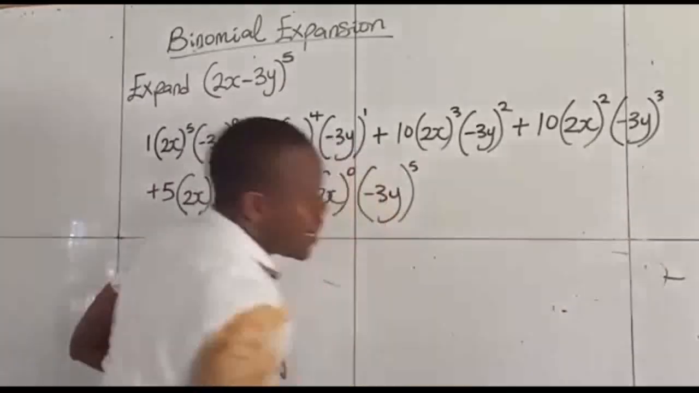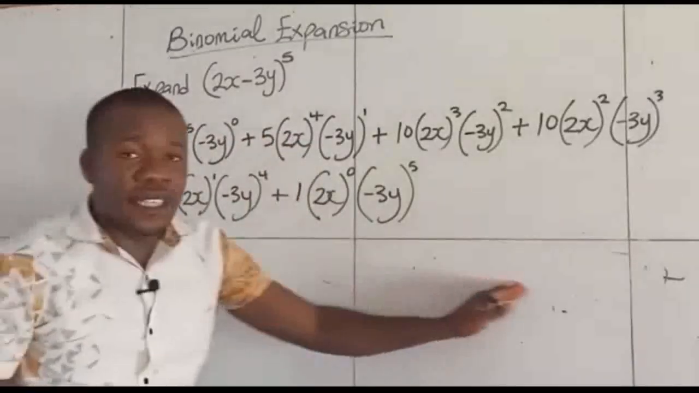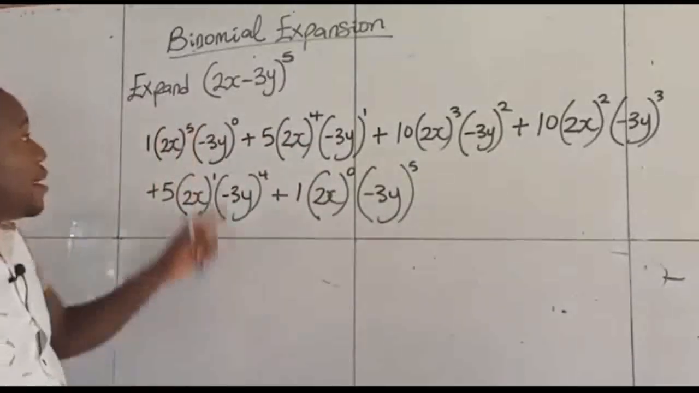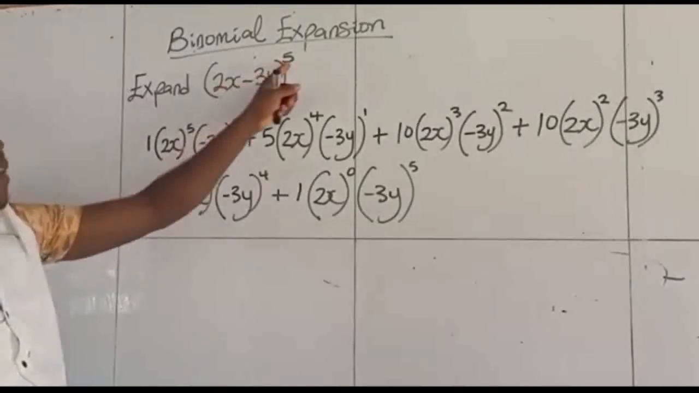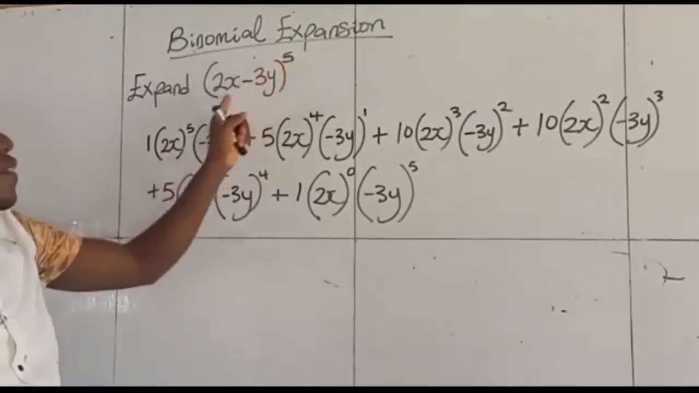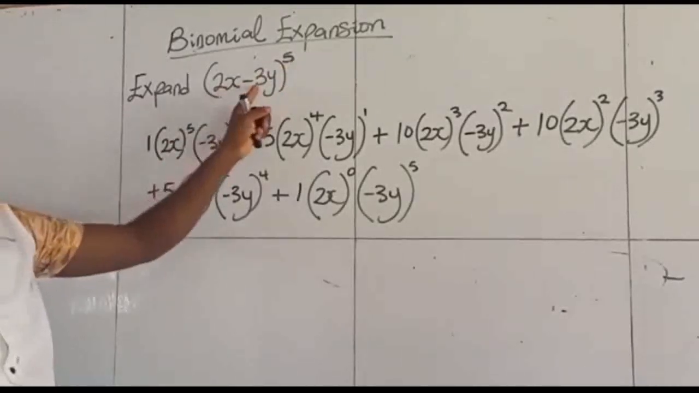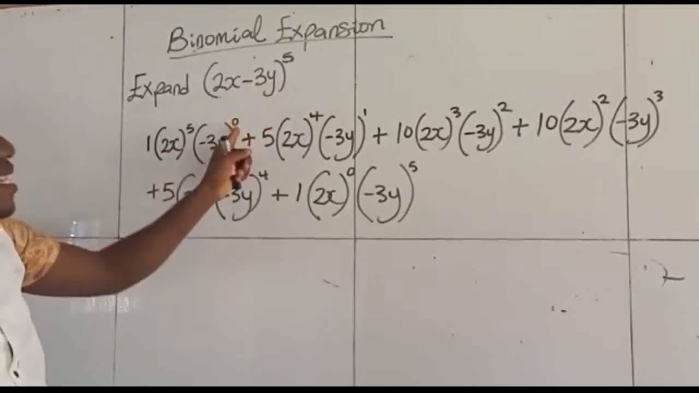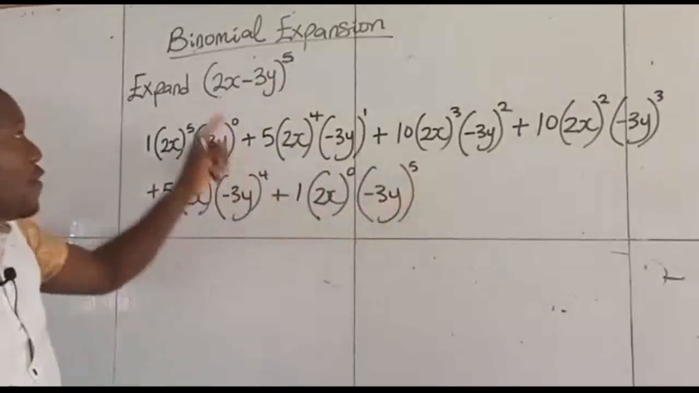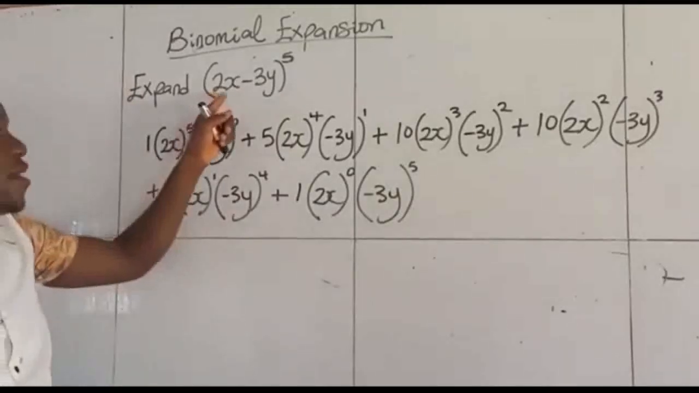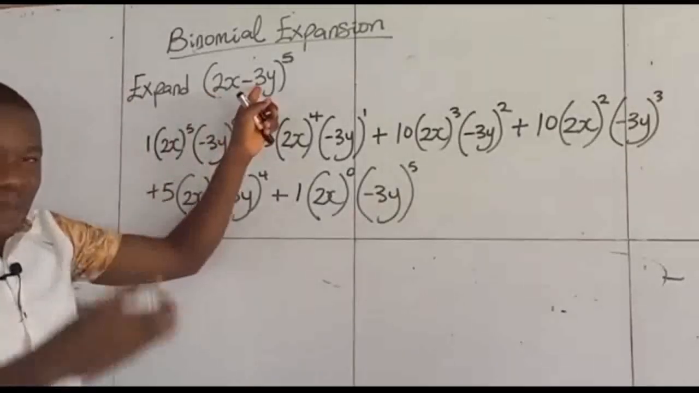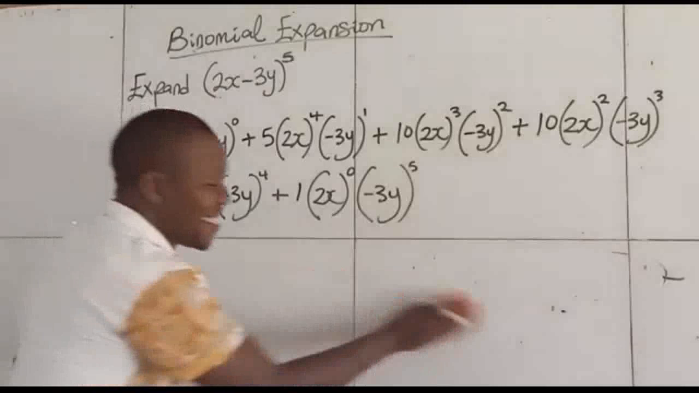Take note of what we just did. We use the coefficients in the Pascal's triangle and then pick the terms and move the powers from the highest to the least for the first term. And then from the second term, we move the powers from the least to the highest. So for the first term, from top to bottom. From the second term, from bottom to top.